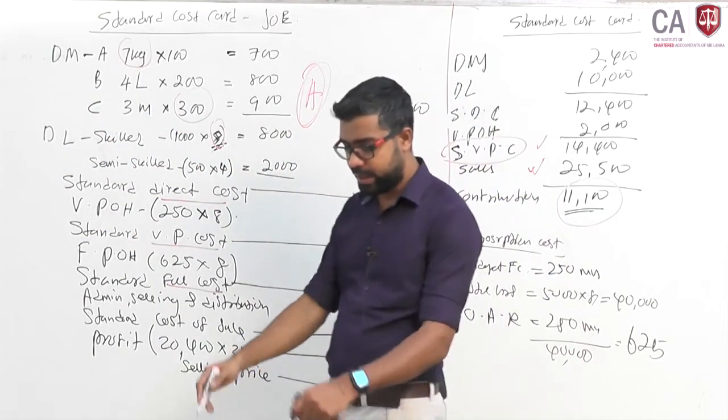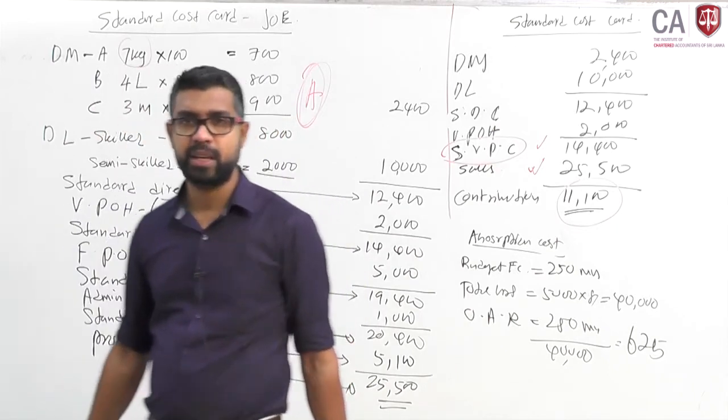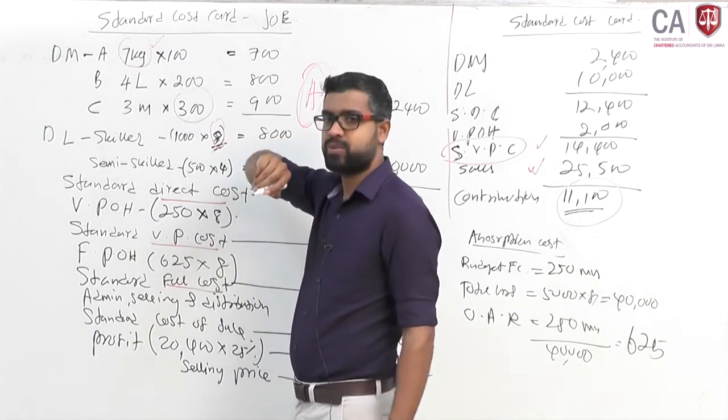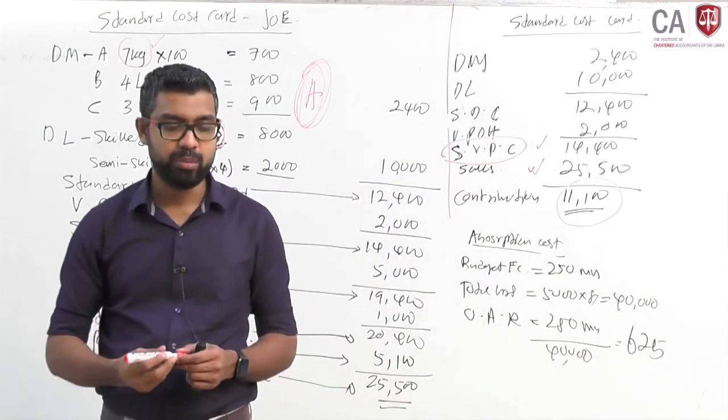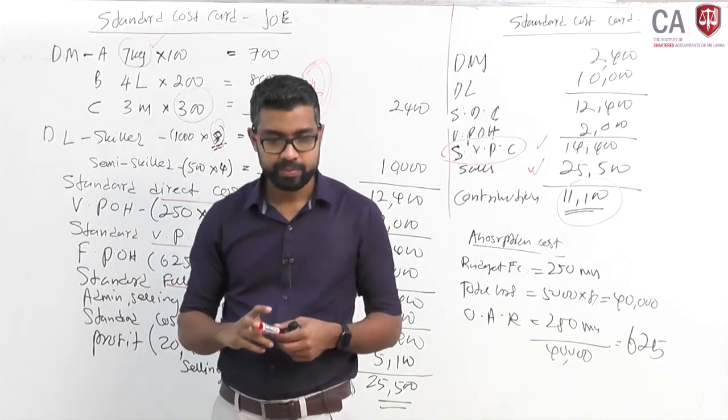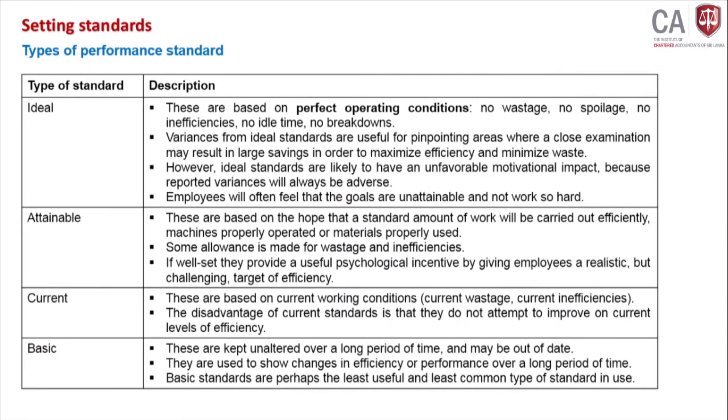Normally in each and every product there's a wastage, a normal wastage. You can't produce under perfect scenarios. Therefore, you will always end up with adverse variances, and employee demotivation can happen. Employees will often feel that goals are unattainable and not work so hard. The employee mindset will be: how do we achieve goals set for perfect scenarios? So that's the impact when you set up standards based on ideal cases.